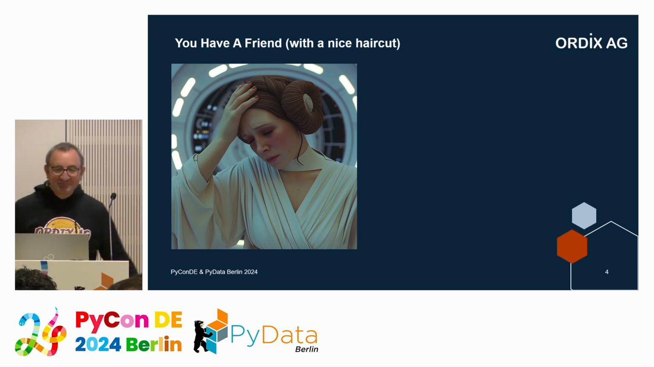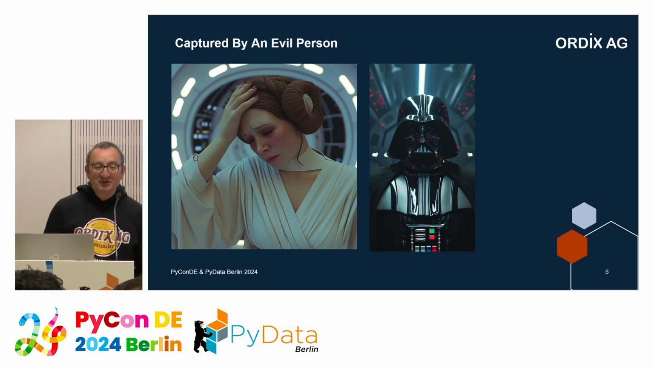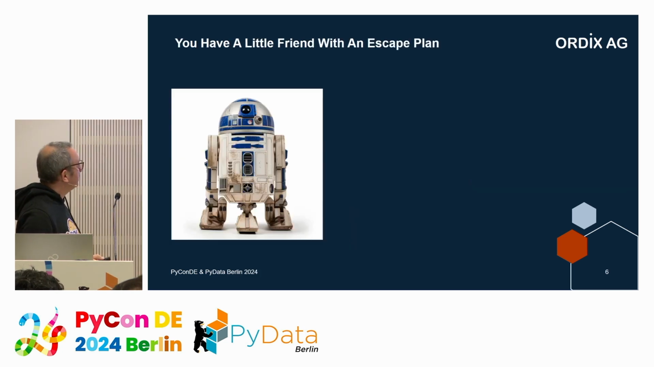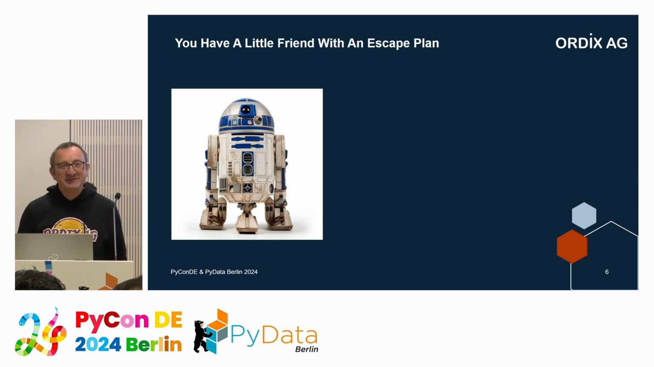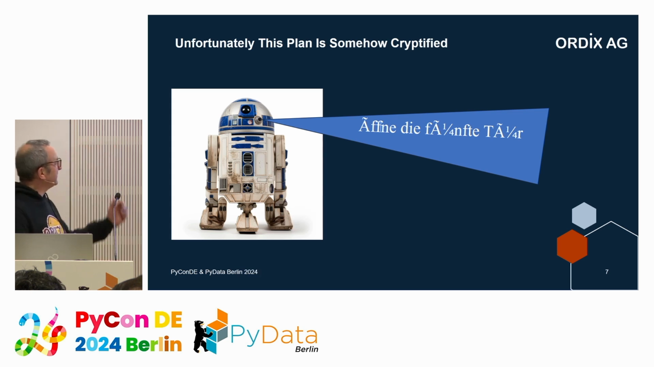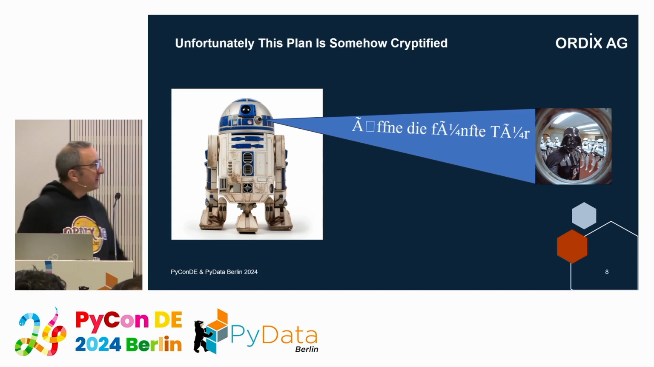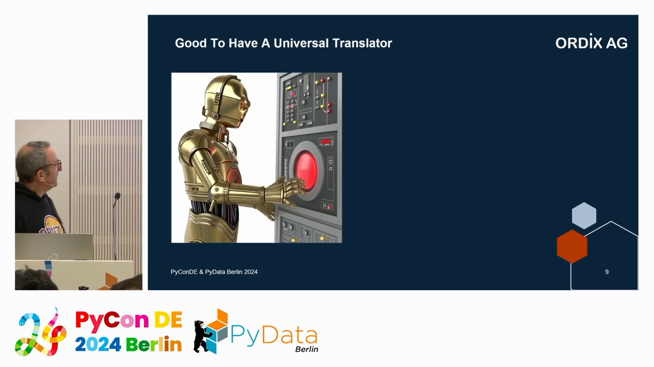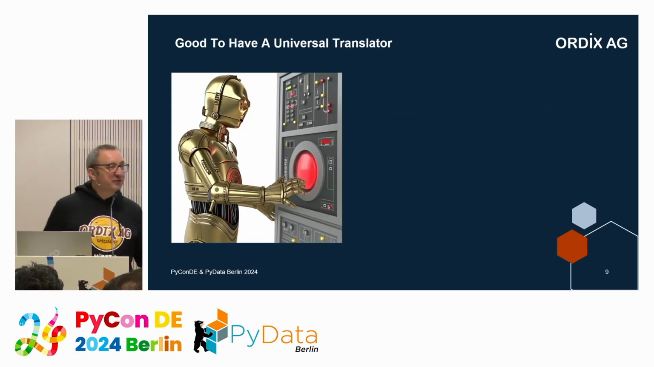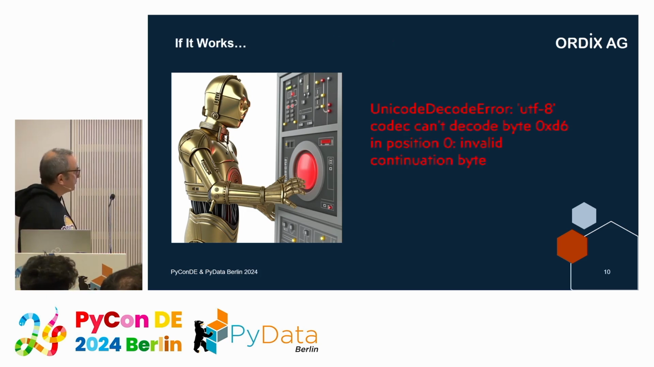Imagine you have a friend, nice haircut, but unfortunately she's captured by an evil person. I think you know him. But we have a little friend with an escape plan, but unfortunately he has a plan and it's somehow garbled and we don't know what to do. And if we do the wrong thing, someone evil is waiting for us. So good to have a universal translator, but unfortunately this one also gets a Unicode decode error because it has an invalid continuation byte.